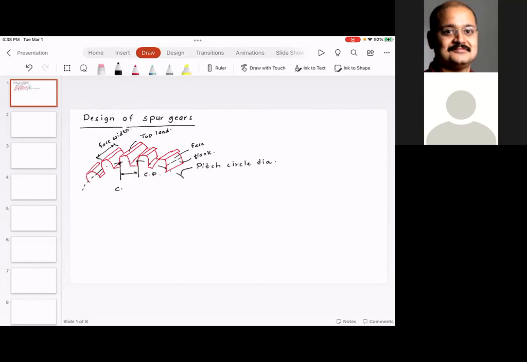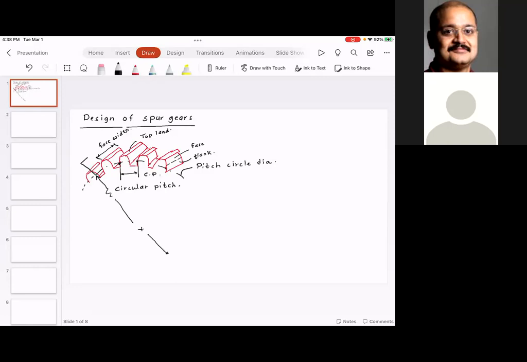Now I'm going to show you the radius of the gear. So this is the radius of the gear. If you extend it, you're going to have the diameter of the gear.